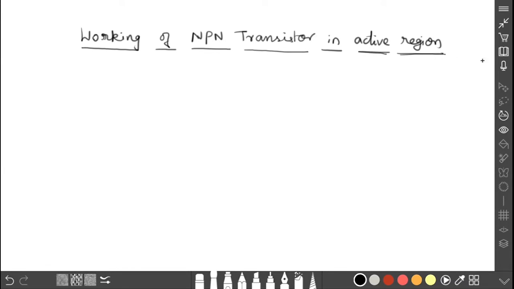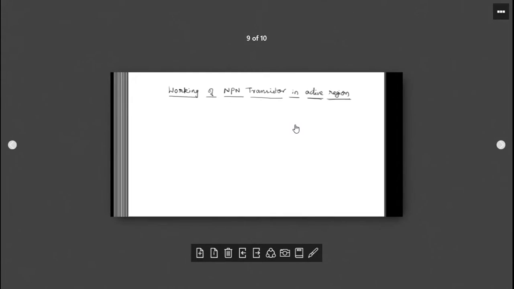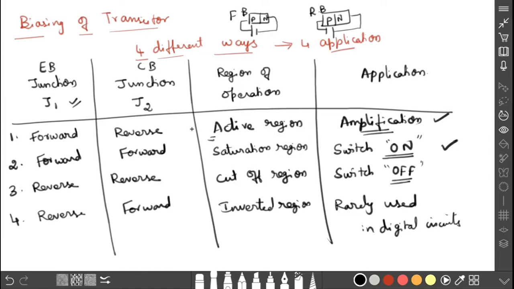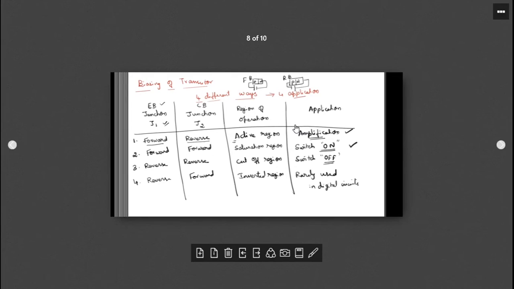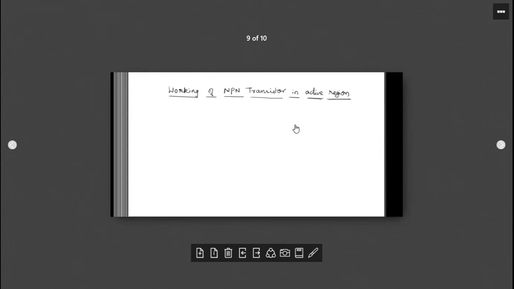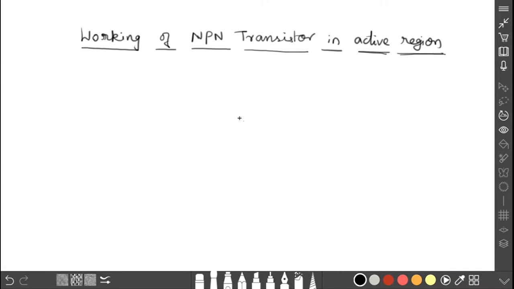As we discussed in the previous video, the active region means the first junction should be forward biased and the second junction reverse biased. The first junction is the emitter base junction, which is forward biased, and the collector base junction is reverse biased. According to this condition, I am now going to give the connection for the NPN transistor and discuss how it works.